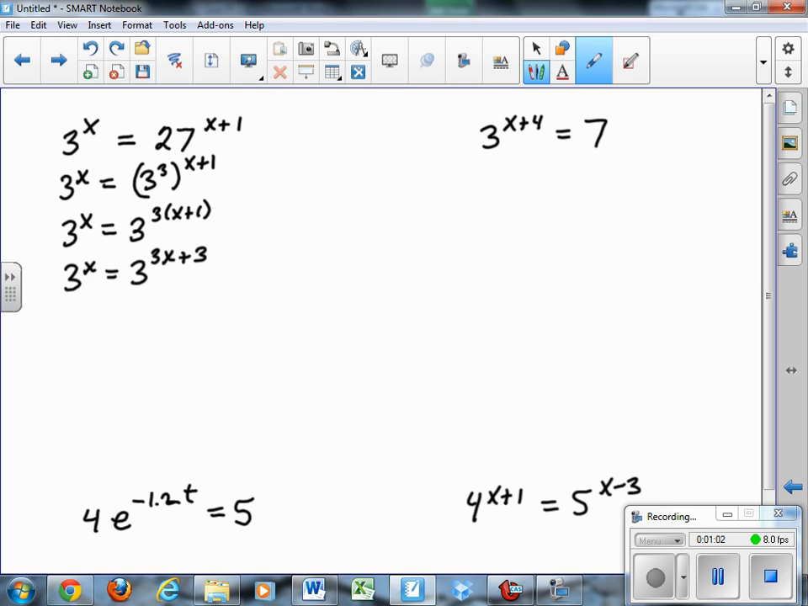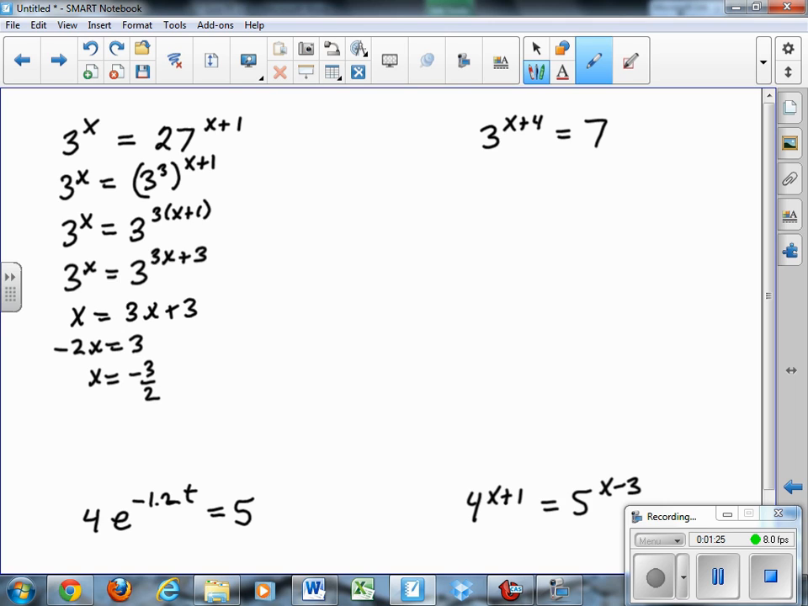Now notice the bases are the same. If the left-hand side of this equation is to equal the right-hand side of the equation, then their exponents must be equal since the bases are already equal. In other words, x has to equal 3x plus 3, or negative 2x has to equal 3. x has to equal negative 3 halves.